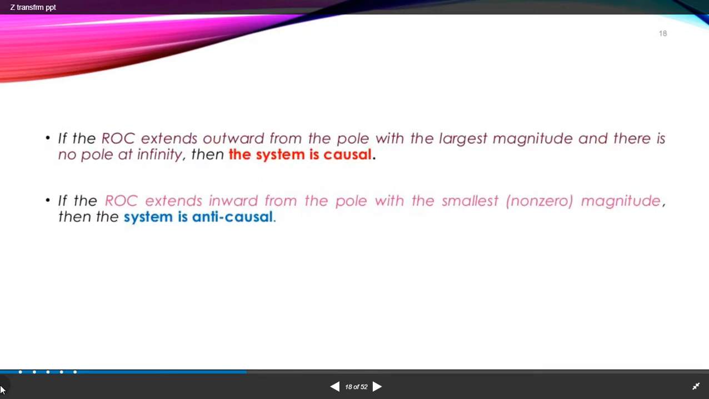So first one, if the ROC extends outward from the pole with the largest magnitude, and there is no pole at infinity, then the system is causal. Okay, because at the pole it has not converged. But at the zeros the point will be converged. Okay, now the system is causal. If the ROC extends inward from the pole with the smallest magnitude, then the system is anti-causal.